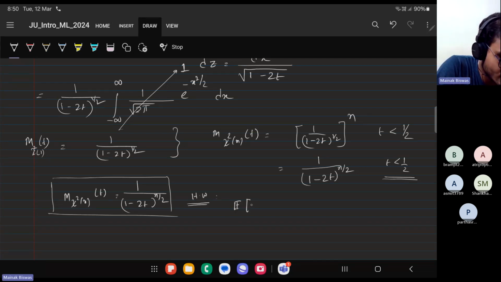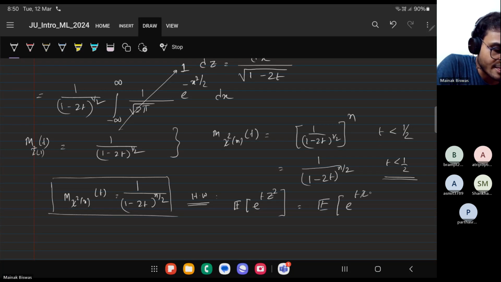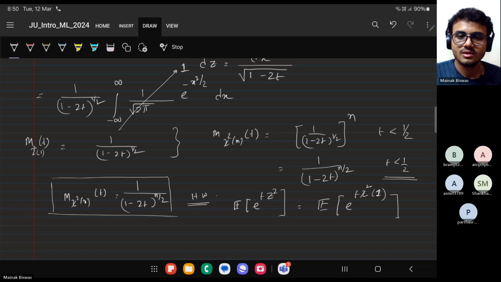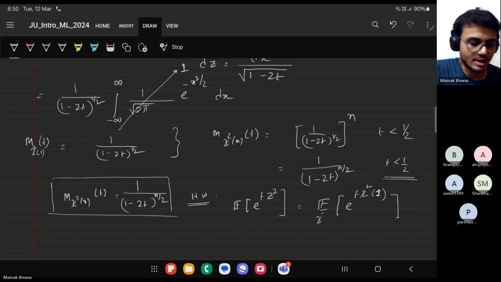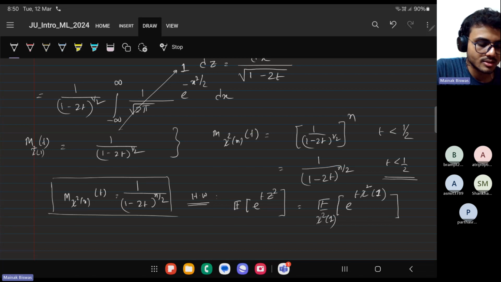Power chi-square 1. So do you agree this is equal to z square? I can also write it as the expected value of e to the power of chi-square 1. Yes or no? If now the distribution is over chi-square 1. Right? Try to do this also.